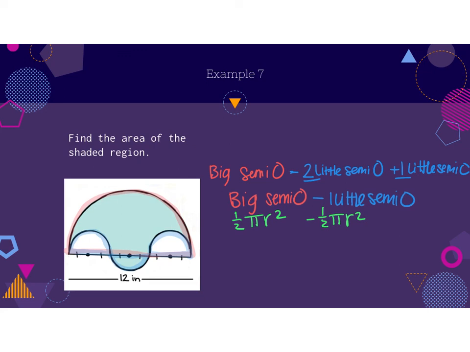So for our big semicircle, the radius here, we can see the whole thing is 12, so half of that would be 6. For our little semicircle, I see 1, 2 for the radius. We can go ahead and do some algebra. 6 squared is 36, divided by 2 is 18 pi. Minus 2 squared is 4, divided by 2 is 2 pi. Since these are like terms because they both have pi, 18 minus 2 is 16 pi. And that is our final answer.